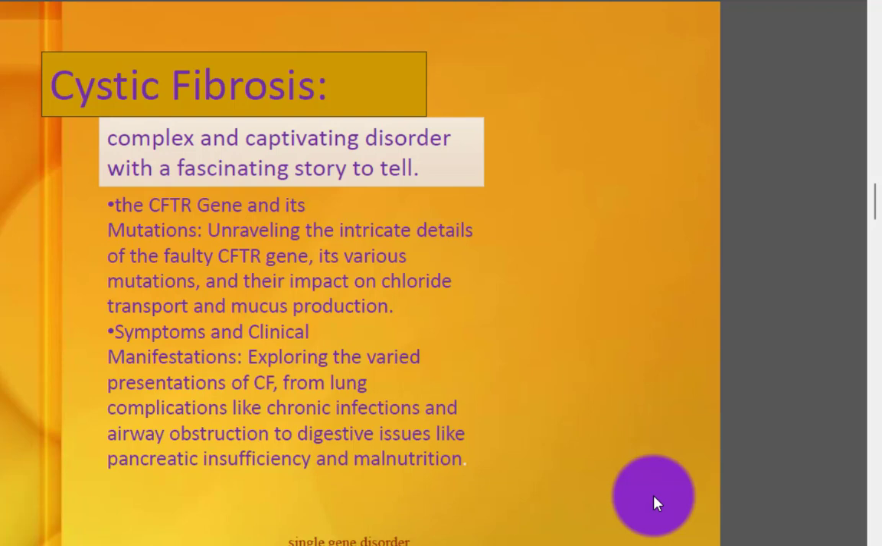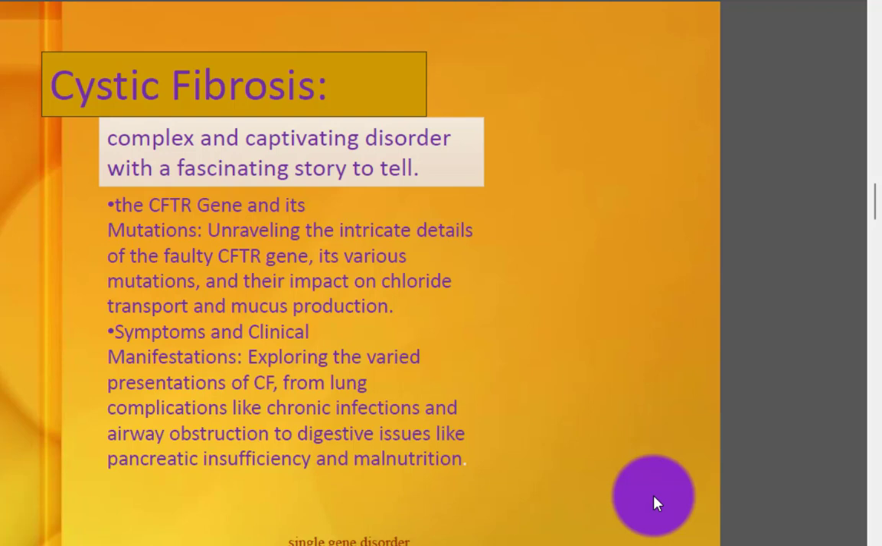Cystic fibrosis, it's a complex, captivating disorder with a fascinating story to tell.